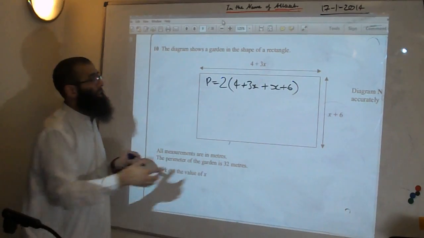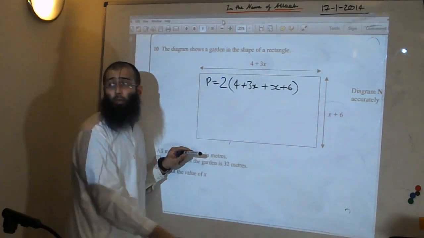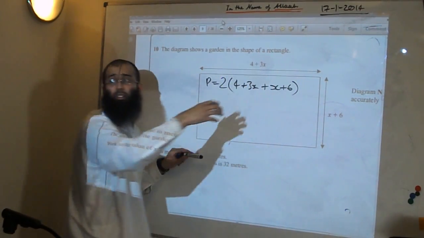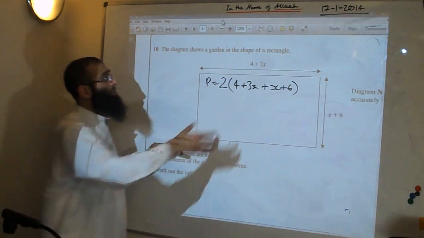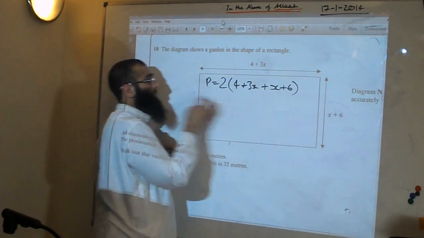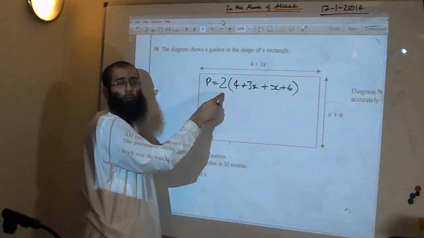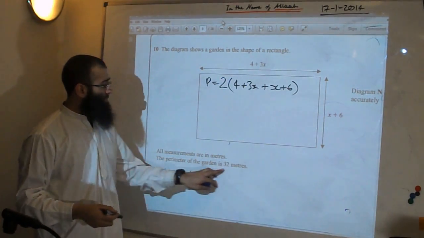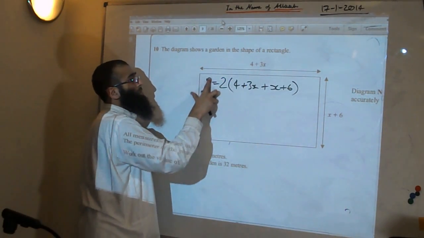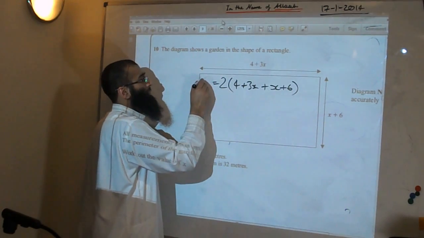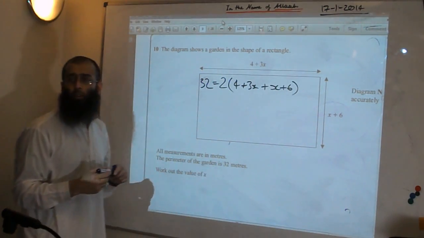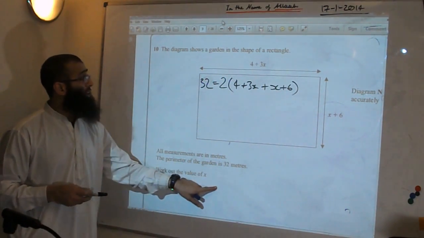So the perimeter is these two lengths here. Add them up and double it, because that's replicated here and that one's replicated here. That's what the 2 indicates. Now, we're told that the perimeter of the garden is 32. So I'm going to rub this out for the moment. You can do yours on the next line and put 32 in there, because we need to work out the value of x.